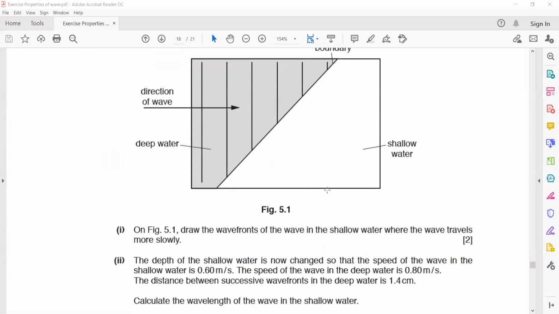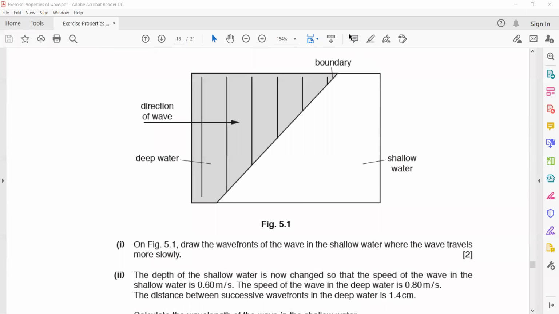On the figure, draw the wave fronts, because in shallow water the wave will travel slower, so the wave front will lag behind. Using a ruler, you can just make these parallel lines. The wavelength should appear decreased. Speed also decreased, but the frequency remains unchanged.